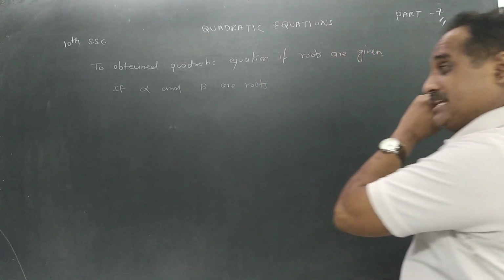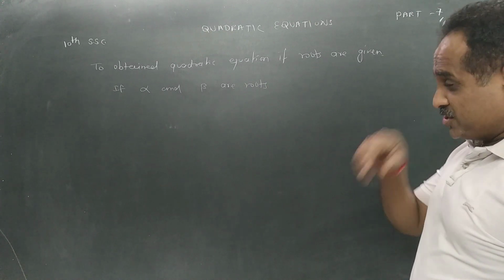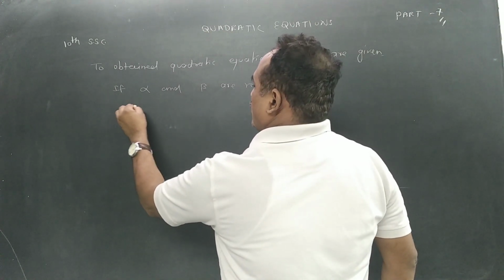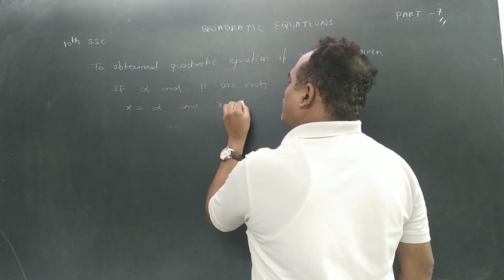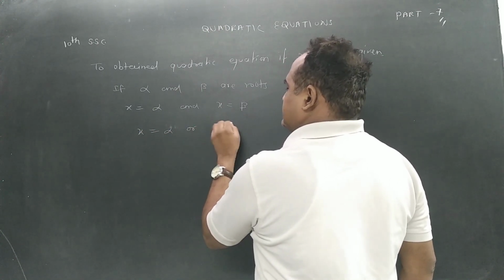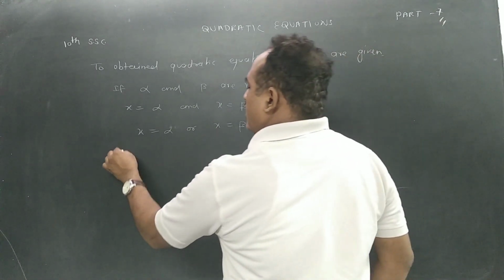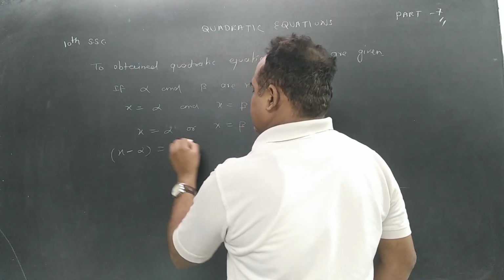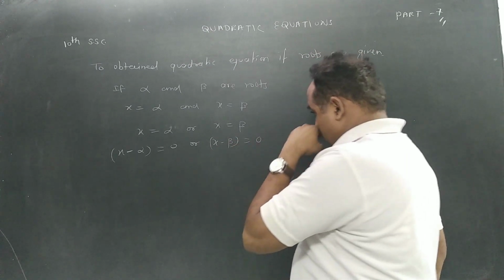अब हम लोग इस आंसर को उल्टा चाहते हैं, जैसे हमने उसको सॉल्यूशन निकाला था बाय फैक्टराइजेशन. I am going now in reverse direction. So x is equal to alpha and x is equal to beta, and I can say x is equal to alpha and x is equal to beta. But how we got that? We got because of this: x minus alpha is equal to 0 or x minus beta is equal to 0.